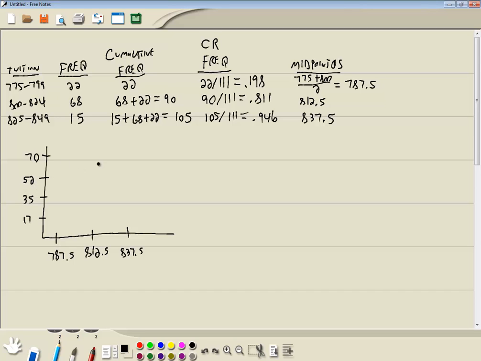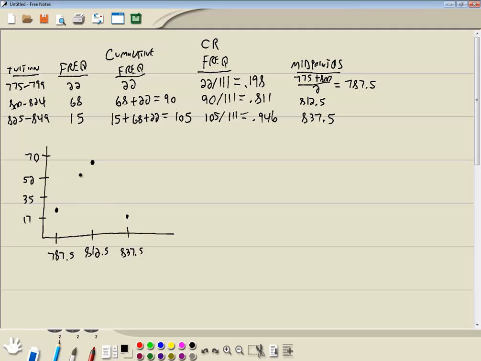Assuming I added correctly, that's more or less what gives us. So for this point here, 787 goes up to 22. Let's say 22 is somewhere there. And 68. This one goes up to 68, which should probably be about right there. And 837 goes up to 15, which should be about right there. And then you continue with all the other classes.